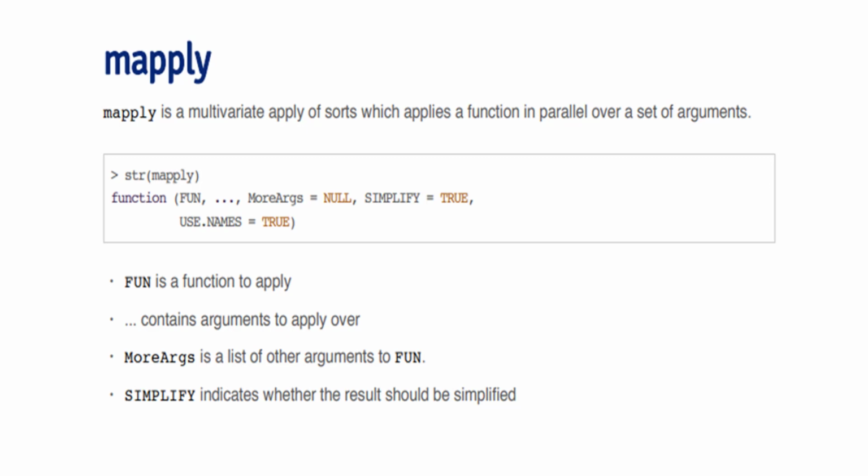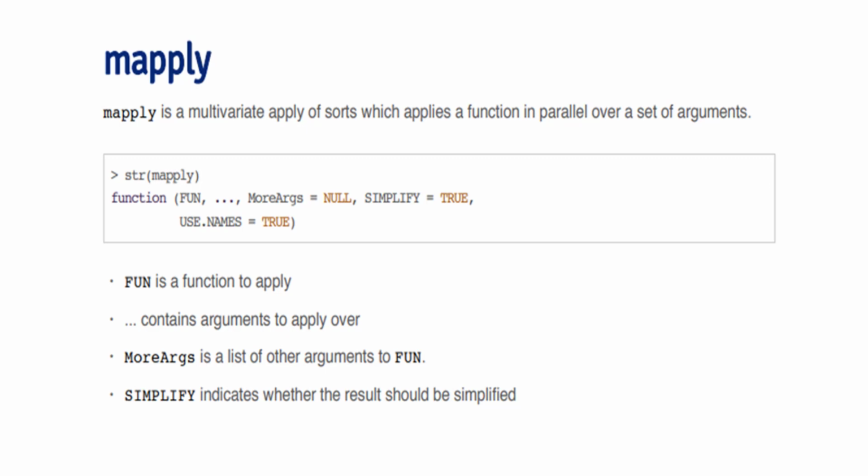Another way to do that though is with mapply, where mapply can take multiple list arguments and then apply a function to the elements of those multiple lists in parallel. So the function arguments for mapply are a little bit different, just because it has to allow for the possibility of a variable number of arguments.